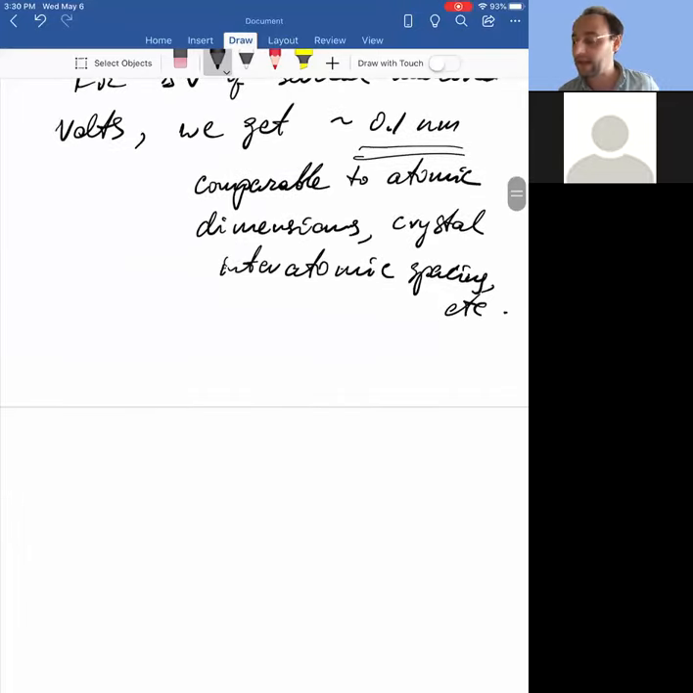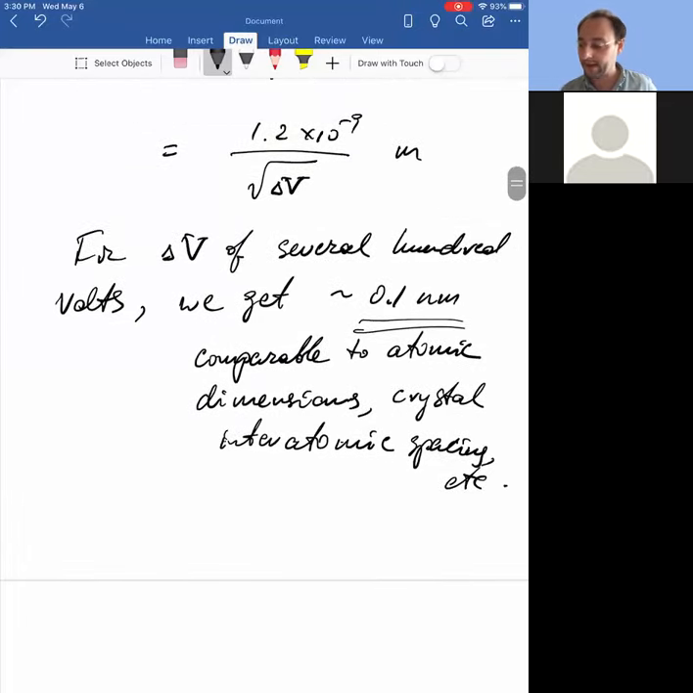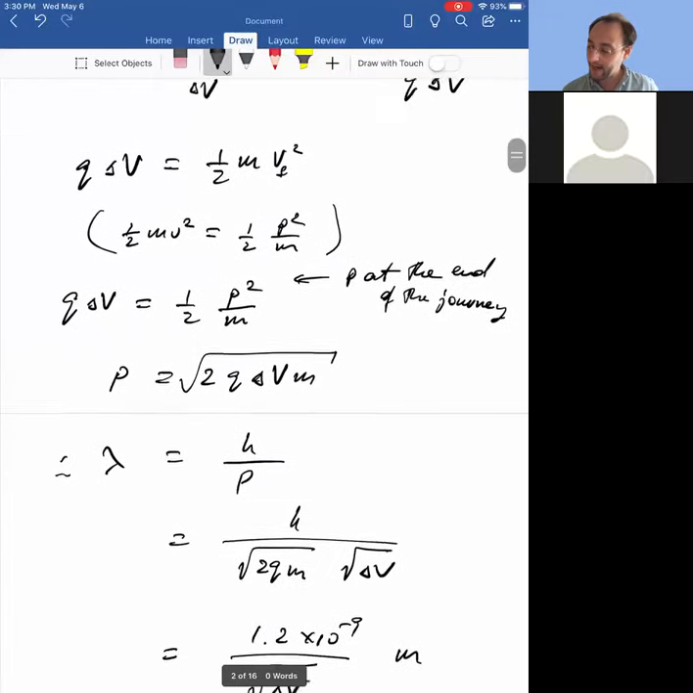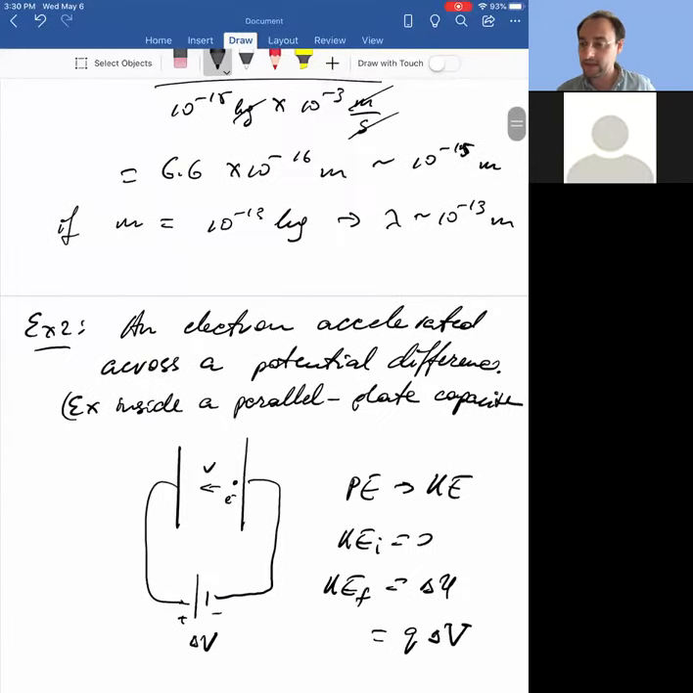Anyway, what is the lesson? So here you get 0.1 nanometer. And in this case, you get 10 to the minus 4 nanometers, right? So this is equal to 10 to the minus 4 nanometers. This is much less than atom sizes.